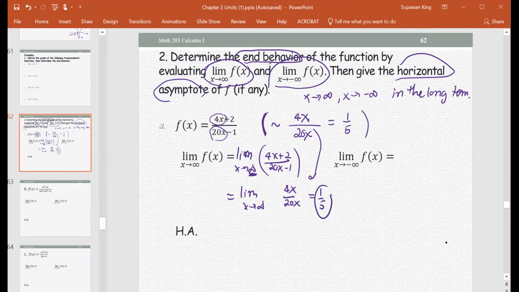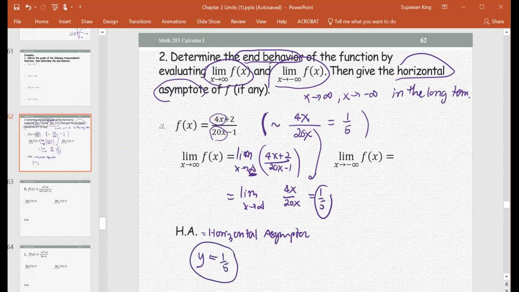Now, I get my HA, the horizontal asymptote. So HA, or the line y, as you know, limit is the y value, right? As x approaches a certain number. So y equals 1 over 5 is the horizontal asymptote. And this is the right end behavior, because x approaches infinity. And now the other side, the left side.